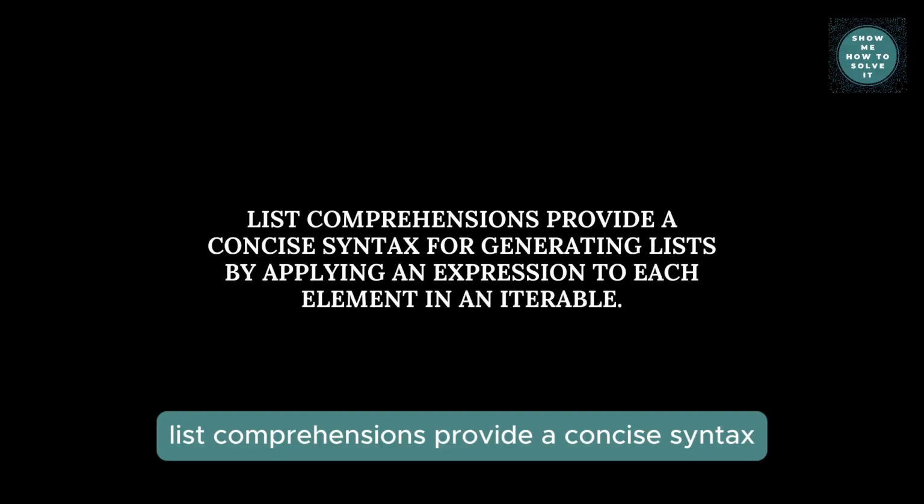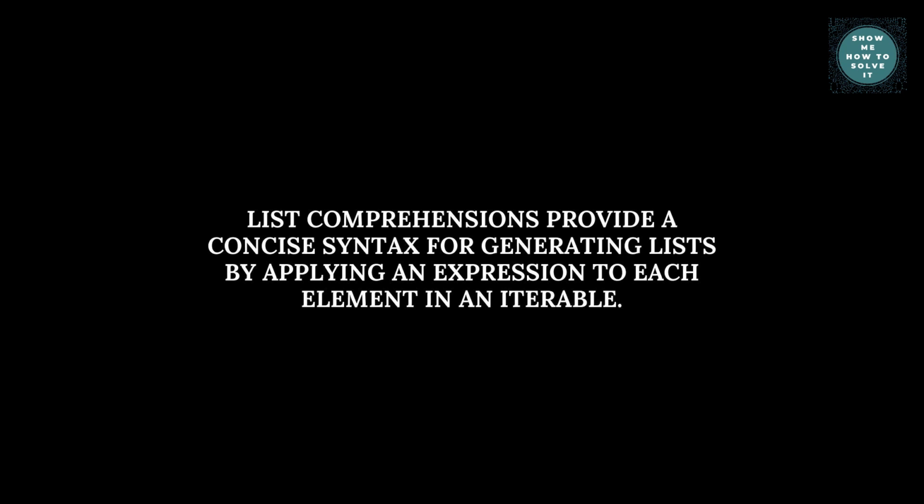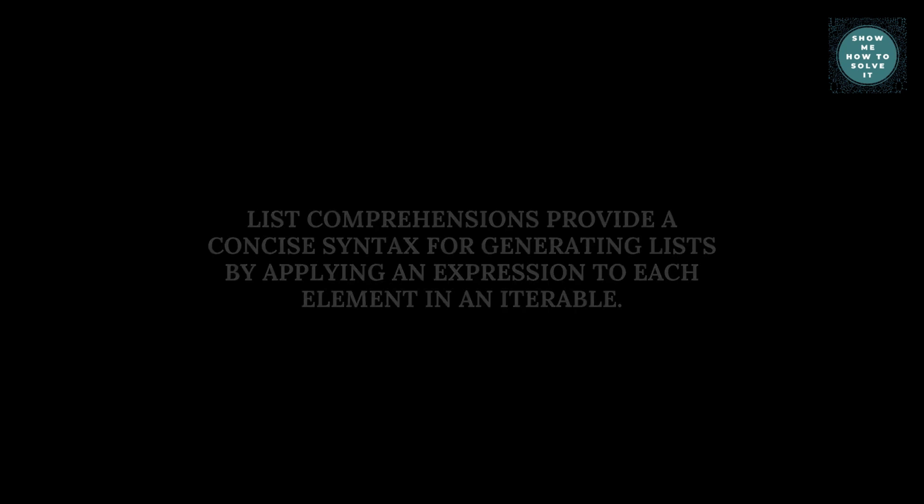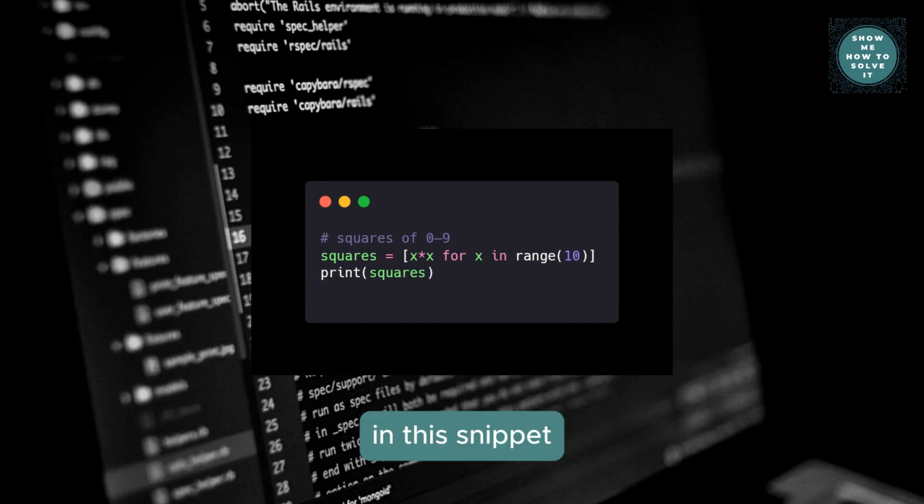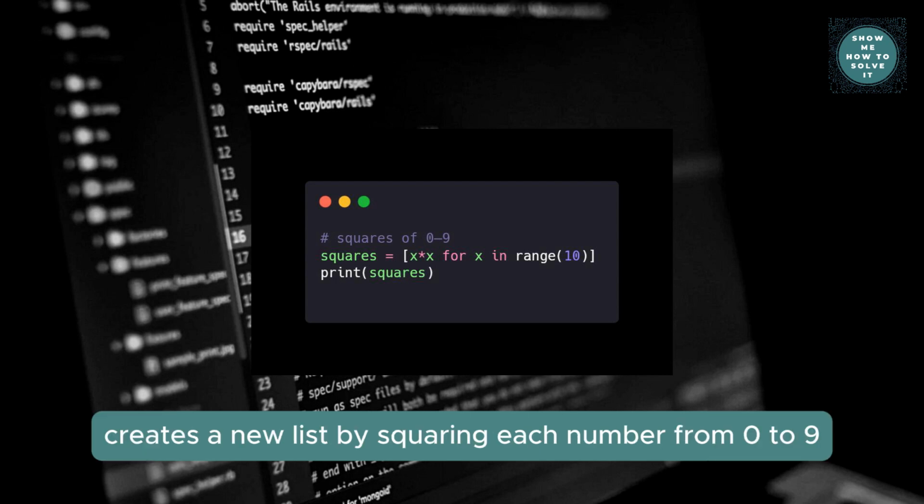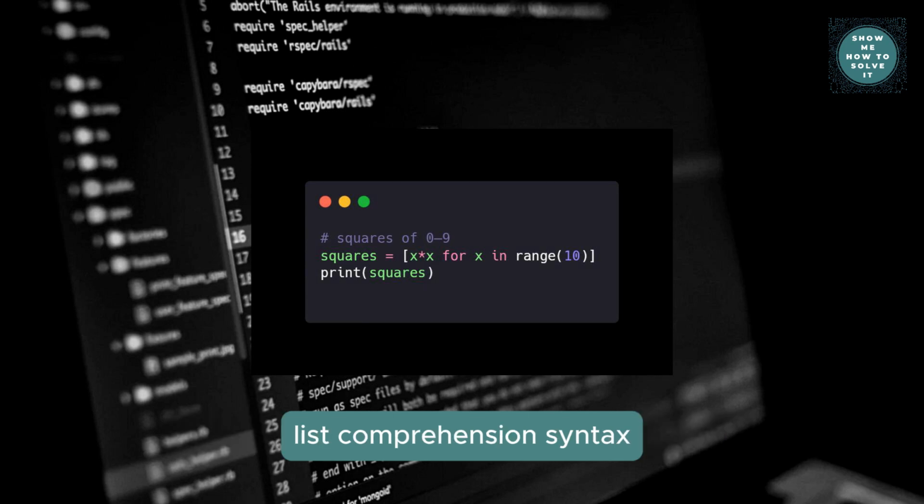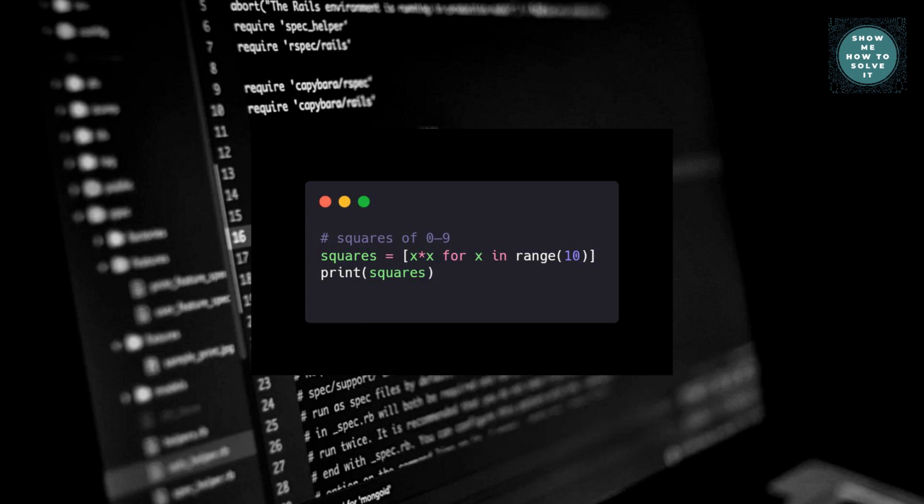List comprehensions provide a concise syntax for generating lists by applying an expression to each element in an iterable. In this snippet, the expression x * x for x in range(10) creates a new list by squaring each number from 0 to 9 in one line, demonstrating Python's concise list comprehension syntax.